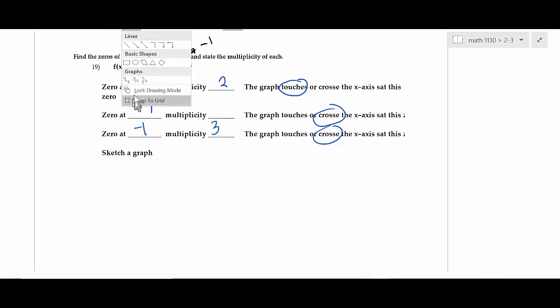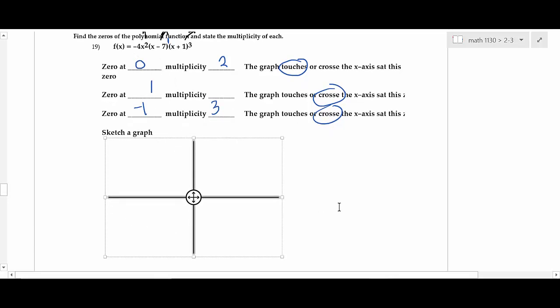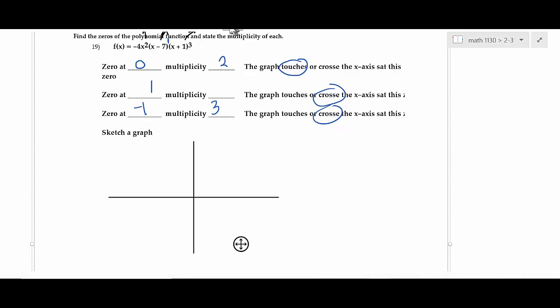Now what we're going to do is try to sketch a graph. So let's go ahead and see if we can get this put together. Okay, so let's see. You just need to really look at 1 and -1, and then we'll put dots on this. So when we have a zero of 0, you're going to touch. At 1, you're going to cross. And at -1, you're also going to cross like that. That's the idea.